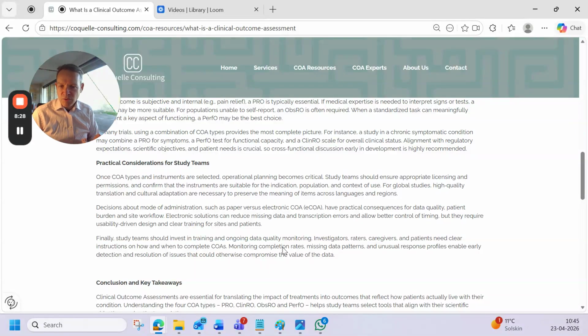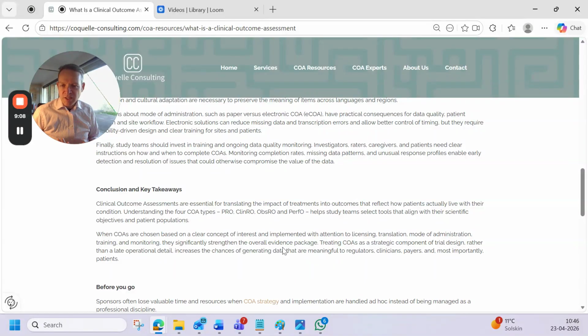Electronic solutions can reduce missing data and transcription errors and allow better control of timing, but they do require usability-driven design and clear training for sites and patients. Finally, study teams should invest in training and ongoing data quality monitoring. Investigators, raters, caregivers, and patients need clear instructions on when to complete COAs. Monitoring completion rates, missing data patterns, and unusual response profiles enables early detection and resolution of issues that could otherwise compromise the value of the data.